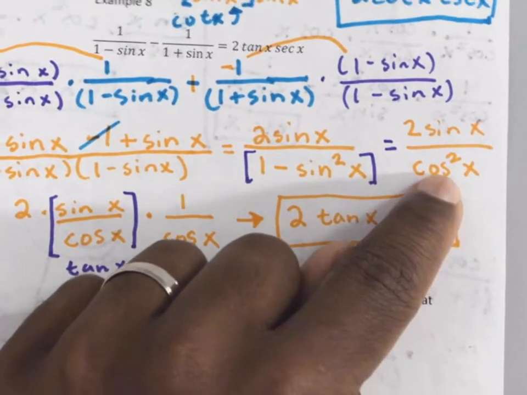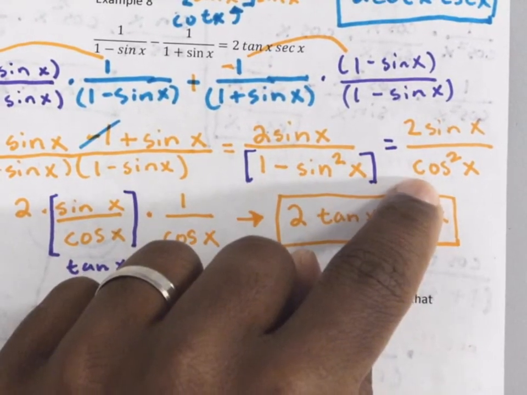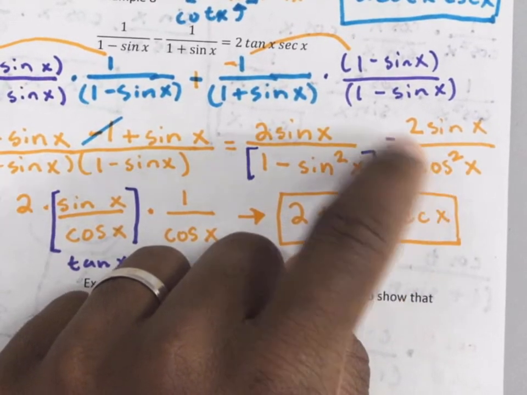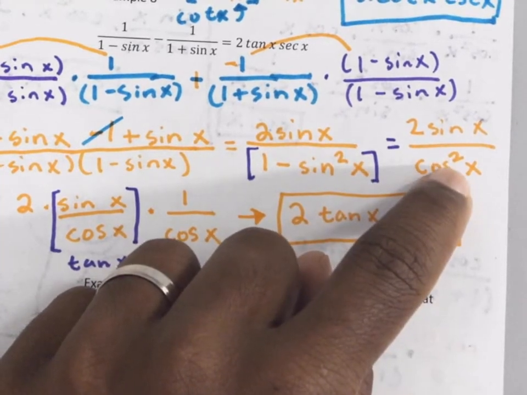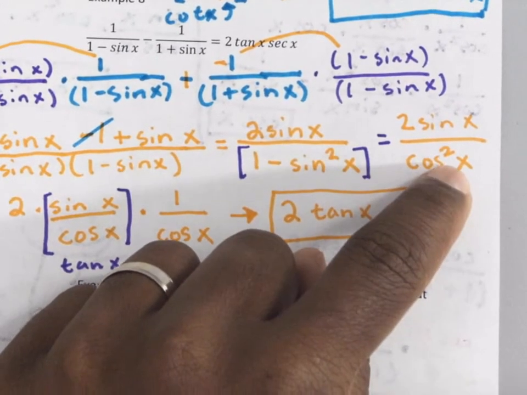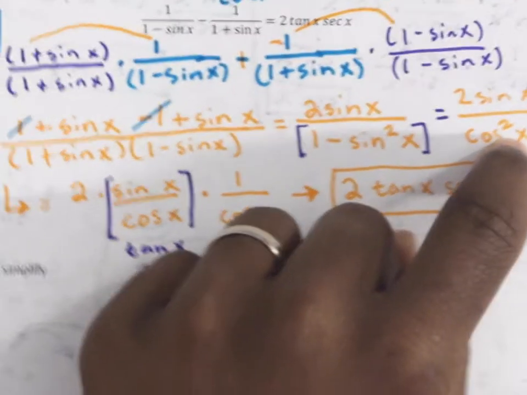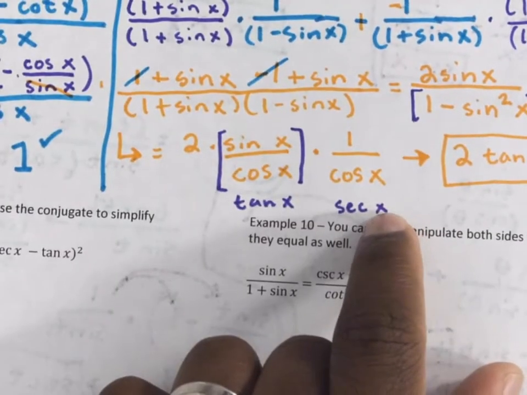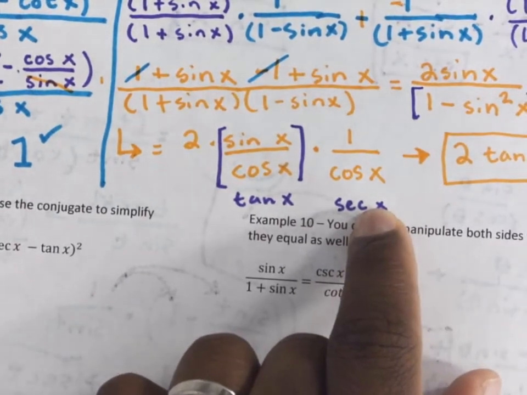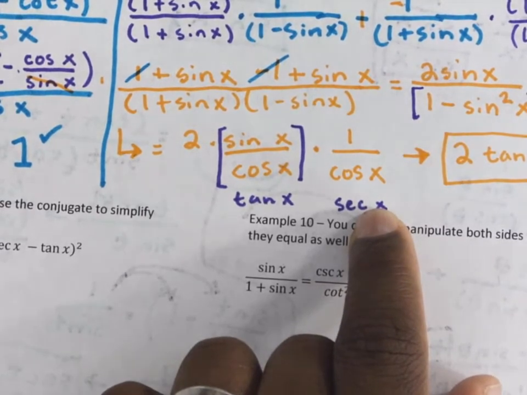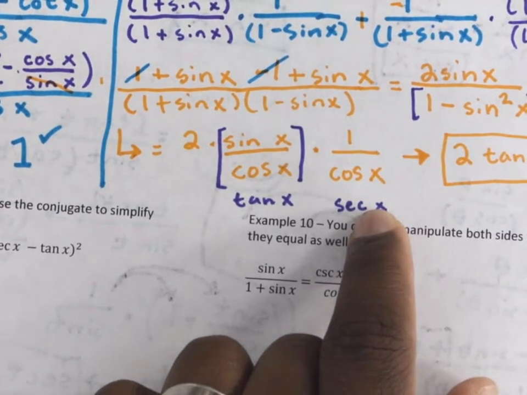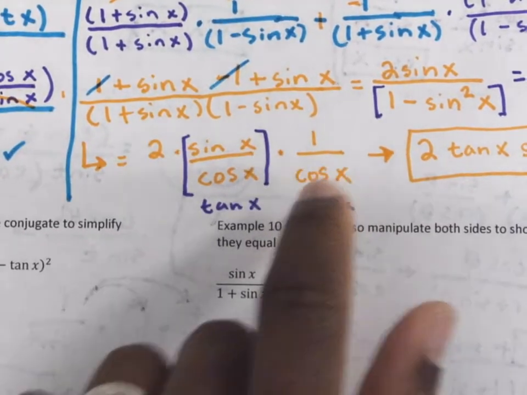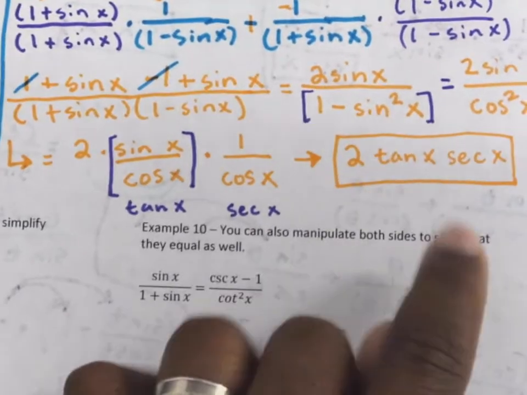Right here, which identity did we use to change 1 minus sine squared to cosine squared? What identity was this? Was it quotient? Pythagorean. Pythagorean identity. This equals cosine squared x, so I substituted. Here we use the quotient to get tangent. Here we use which identity to get secant? We flip it, that's finding the reciprocal. All right, we use the reciprocal identity. That's how we get here.